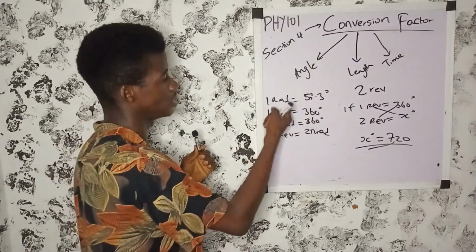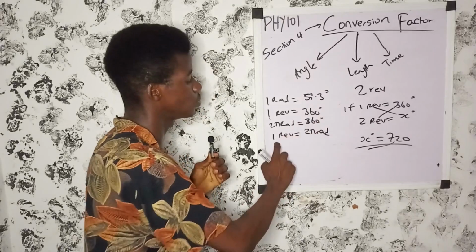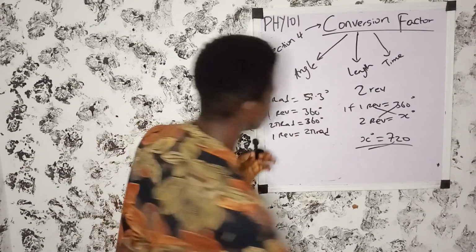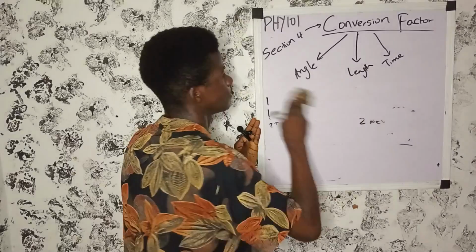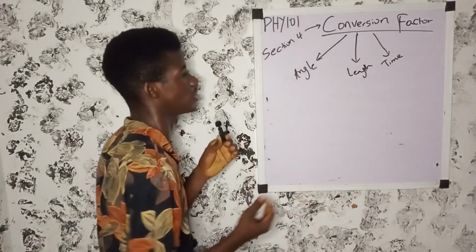Take note, 1 radian is equal to 57.3 degrees. This one 360, this one 360, and 1 revolution is equal to what? 2 pi radian. Please, these are very, very important. Okay, so let's move to the next aspect, which is the conversion factor of length.